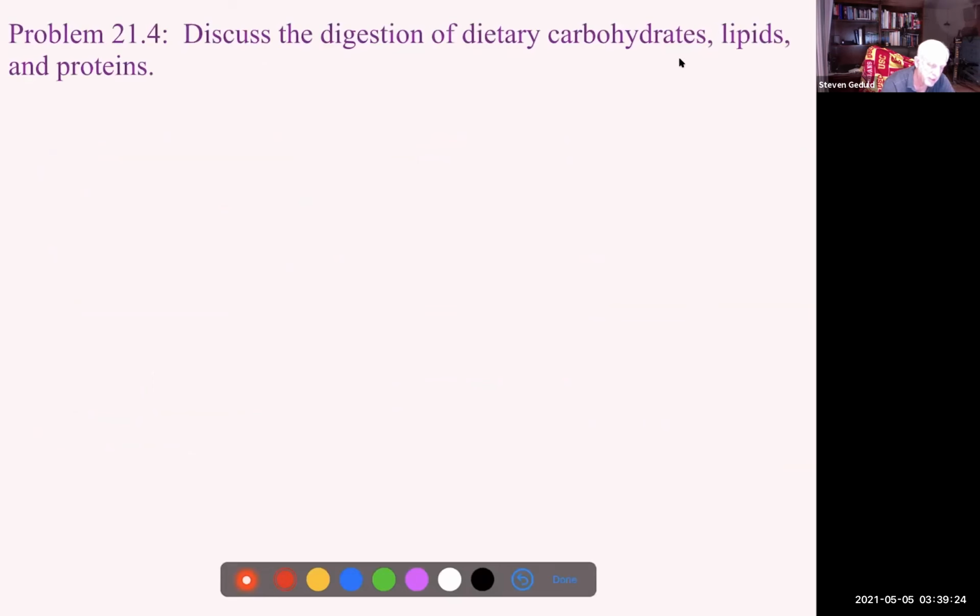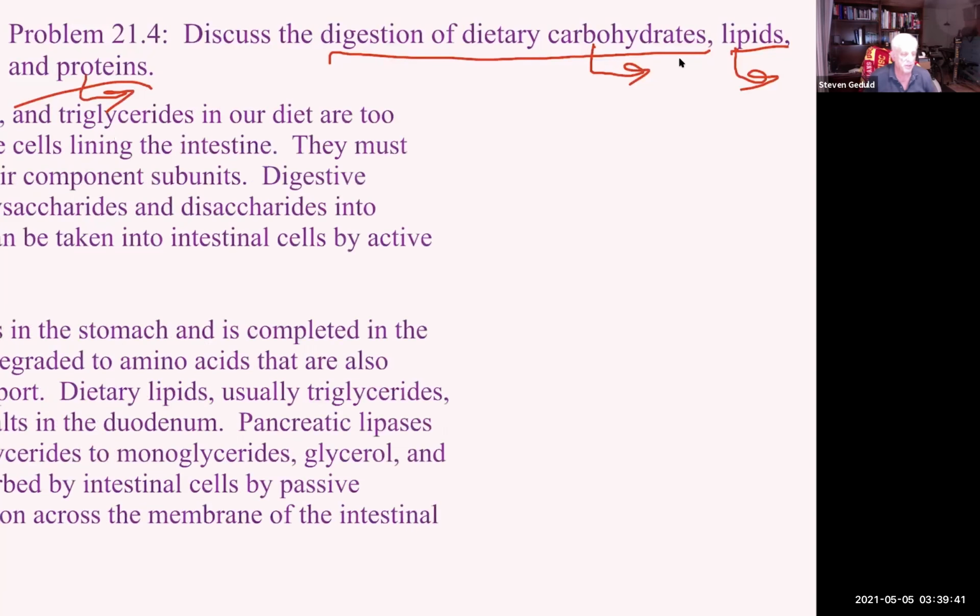Okay, discuss the digestion of dietary carbohydrates, lipids, and proteins. We just did. Carbohydrates break into monosaccharides. Lipids break into glycerol and fatty acids. Proteins break into amino acids as they run down.